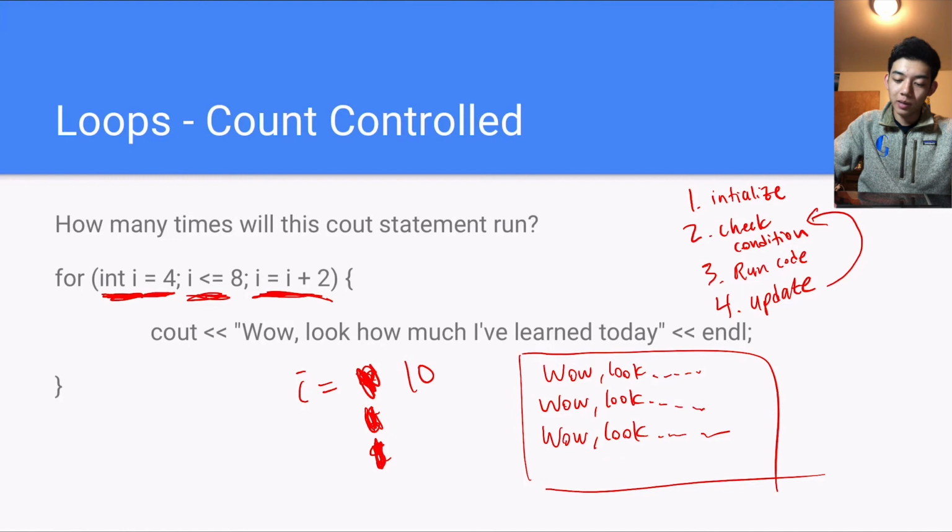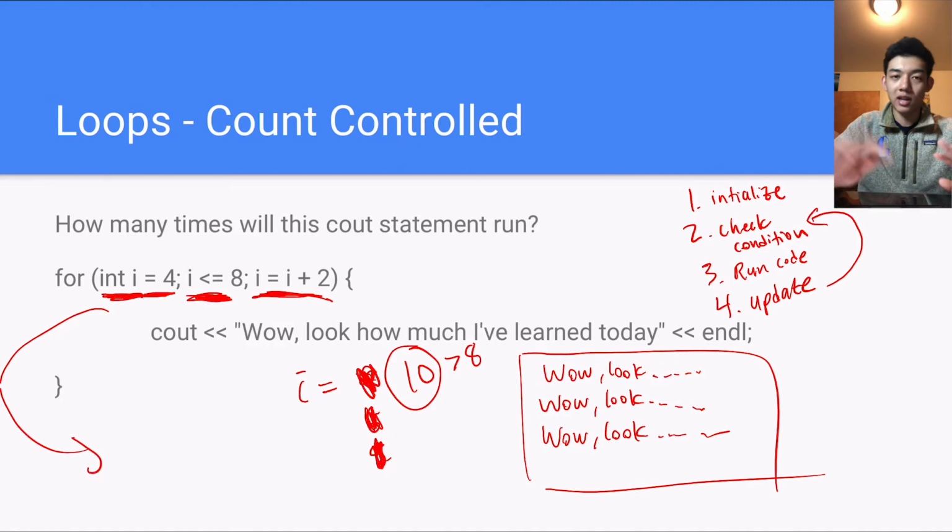And now go back to step 2 where we check our condition. Now, is i less than or equal to 8? No, because 10 is greater than 8. So this condition is now false. Once the condition evaluates to false, we're going to end our loop. Now our code will jump to whatever comes next after your for loop. So after this code is run, we would have executed this cout statement here 3 times. That's a quick example of how to approach these count controlled loops.